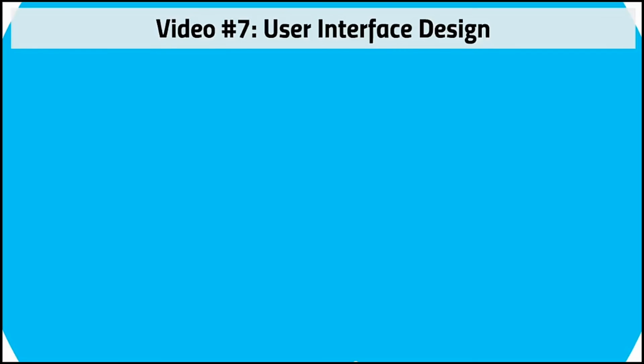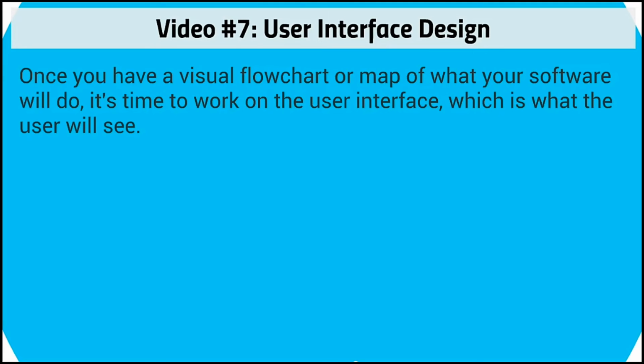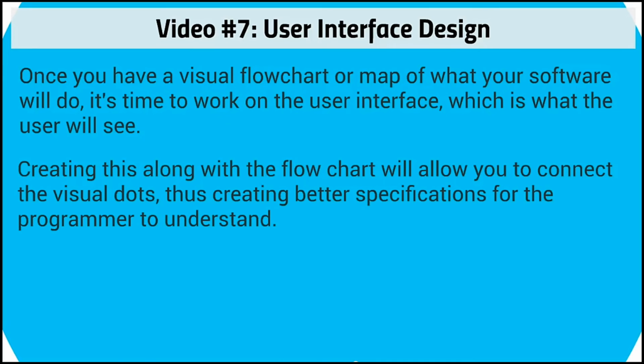Hello and welcome to video number 7, and we're going to talk about user interface design. So once you have a visual flow chart or map of what your software will do, it's time to work on the user interface, which is what the user is going to see. So the flowchart really was for you to understand and for the programmer to understand, but the user interface is also for the programmer, and so that you have an idea of how things are going to be laid out and all of that. So creating this along with the flowchart will allow you to connect the visual dots, thus creating better specifications for the programmer to understand.